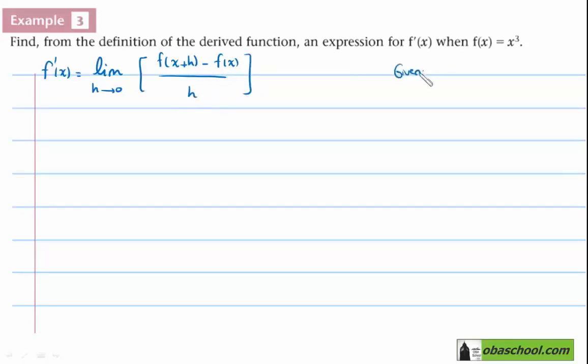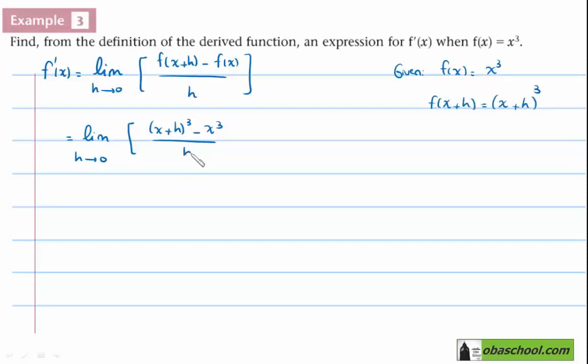We know the limit as h tends to 0. At the end of solving, we are going to substitute h equal to 0. First, f of x is equal to x cubed. Then for f of x plus h, we have to substitute x plus h instead of x. Then we are going to get x plus h cubed. Let's now substitute both in the definition. It's the limit as h tends to 0, f of x plus h is x plus h cubed minus f of x, that is x cubed, all divided by h.